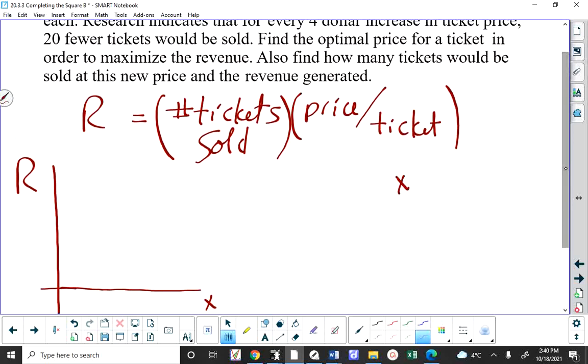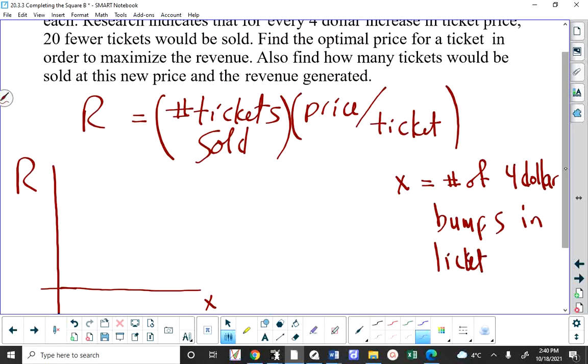x is the number of $4 bumps in ticket price. So let's not lose sight of the fact that x is not the ticket price increase. x is not the ticket price. It's not how much it goes up by. It's how many $4 bumps we give to the ticket price. So if x ends up being 1, that means we need to raise the ticket price by $4. If x ends up being 1.5, which it could, then we need to increase it by $6 because 1.5 fours is 6. So what's our equation look like?